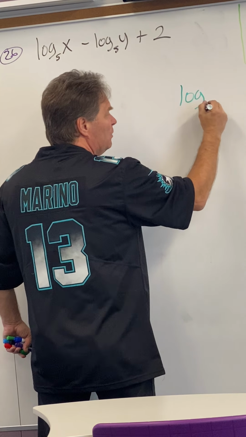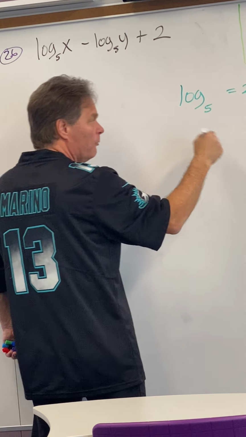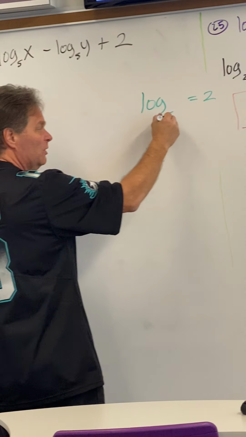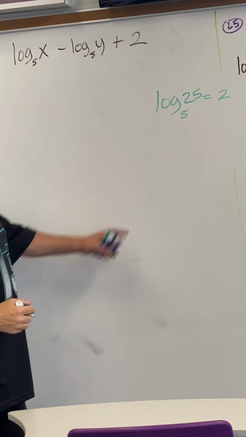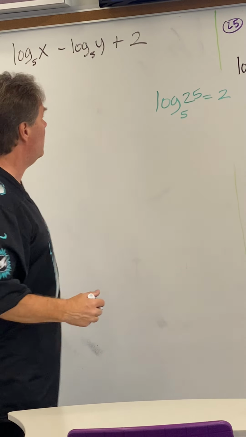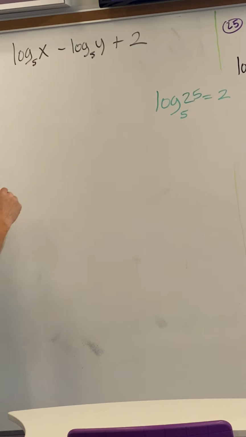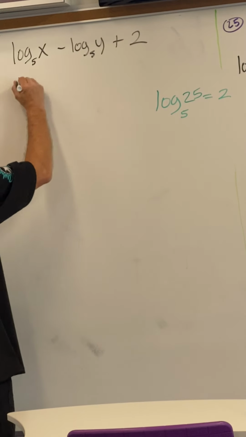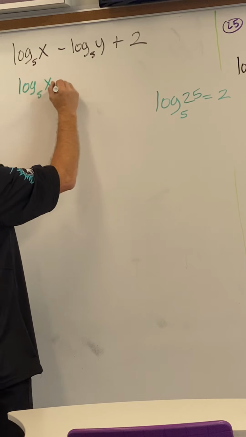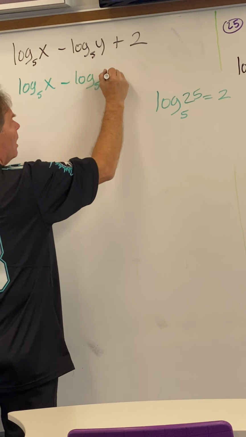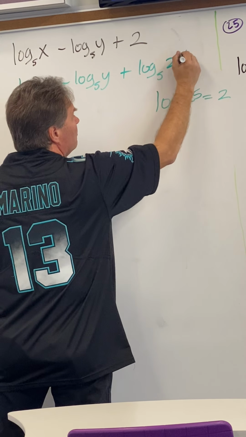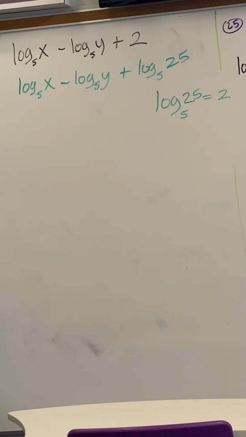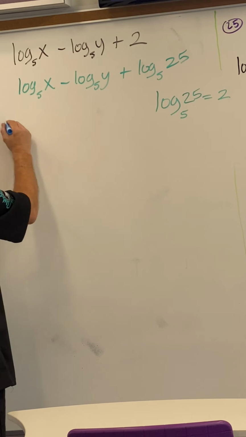So log base 5 of what gives me 2? Hopefully you guys can figure that out now. Look, this base to this power has to be this, so this has to be 25. So I can write 2 as log base 5 of 25, which is exactly what I'm going to do. So I'm going to get log base 5 of x minus log base 5 of y plus log base 5 of 25.